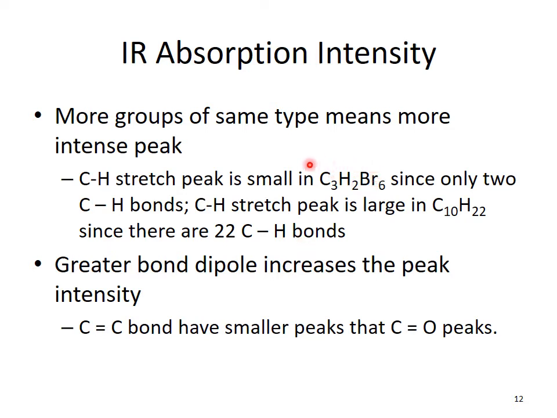So when we compare, let's say, right here we have hexabromopropane, there's only 2 hydrogens, so you're going to see a teeny tiny peak for the carbon-hydrogen stretch. Whereas in decane, you have so many carbon-hydrogens, you see a huge carbon-hydrogen peak.